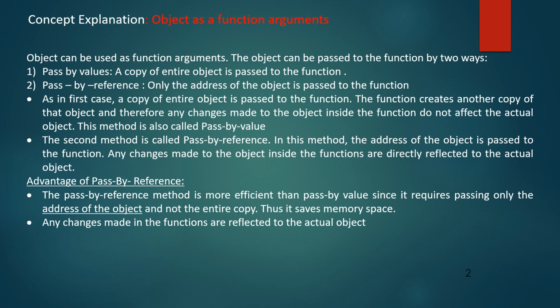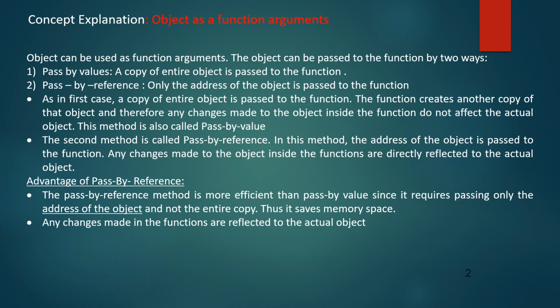Like when we pass function arguments, we have two methods, call by value and call by reference. In the same way, when we want to pass an object to a function, we again have two methods, pass by value and pass by reference. Now the difference between pass by value and pass by reference is that in pass by value a copy of the entire object is passed to the function, and in pass by reference we just pass the address of the object.